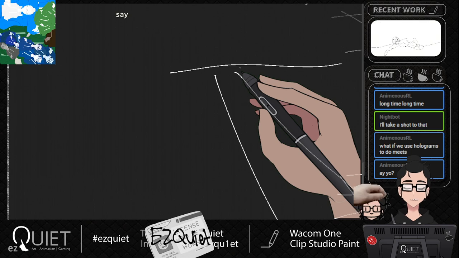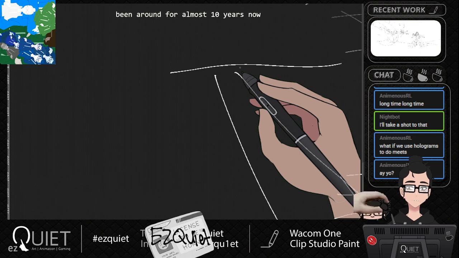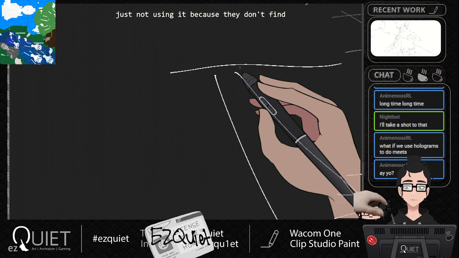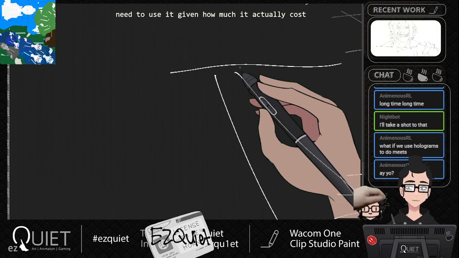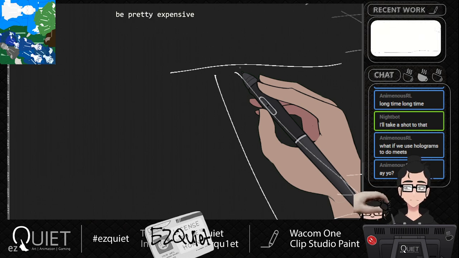There's a gap between, I think, the VTuber entertainment space and accessing really up-to-date technology. You could say this in the corporate world too, but when it comes to VR, AR, this technology has been around for almost 10 years now, but people are just not using it because they don't find the need to use it given how much it costs to build out some of these things, because they can be pretty expensive, right? To justify the cost, you really have to find the right industry where it works. I don't think people have found that just yet.